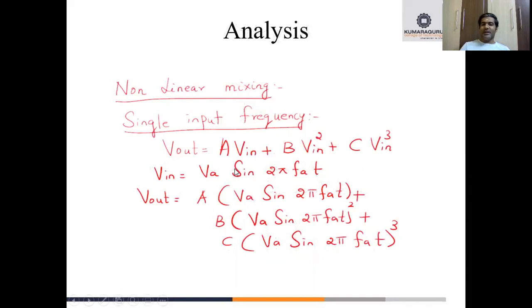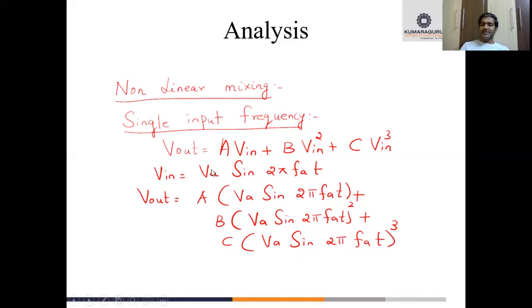So non-linear mixing, we are going to analyze under a single input frequency. You know that the non-linear relationship between input and output is given by V out is equal to A times V in plus B times V in square plus C times V in cube. Here my V in is VA sine 2 pi FAT, because it is a single input frequency. It is not multiple input. There is only one input. So V in is equal to VA sine 2 pi FAT.